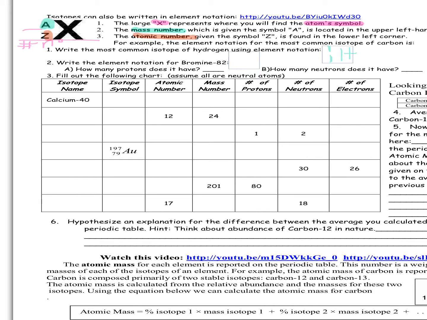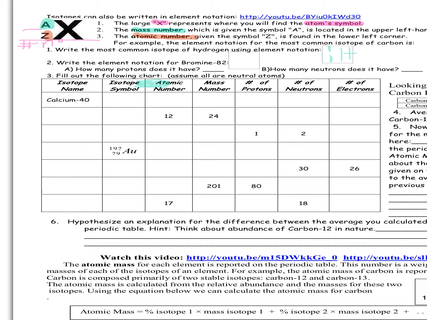So for bromine, this time bromine has a number beside it. This is another way of identifying an isotope. We write the element, and then we put its mass beside it. Now if you look at your periodic table, the average mass of bromine is 79.9. So the most common isotope of bromine has a mass of 80. This bromine has a mass of 82. That's how we know it's an isotope. It's a different mass from the most common.